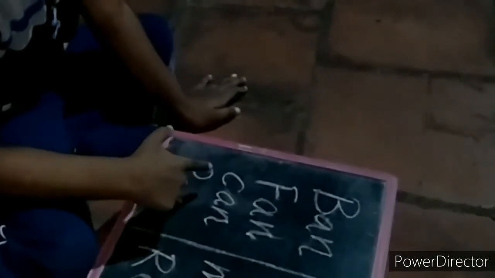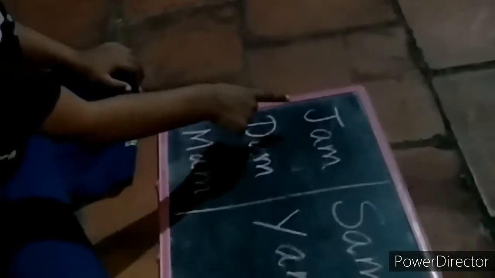B and fan, F and fan, K and can, P and pan, B and pan, J and jam.